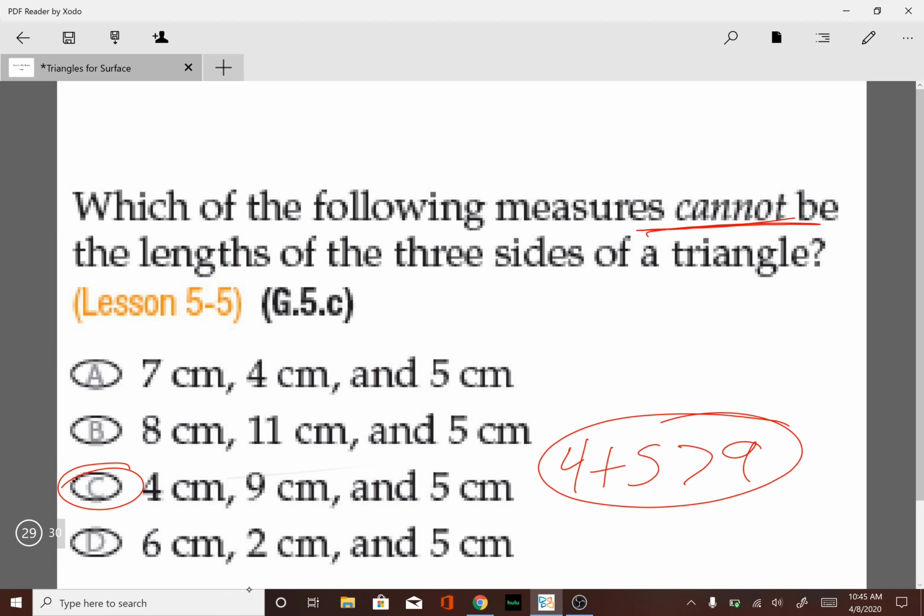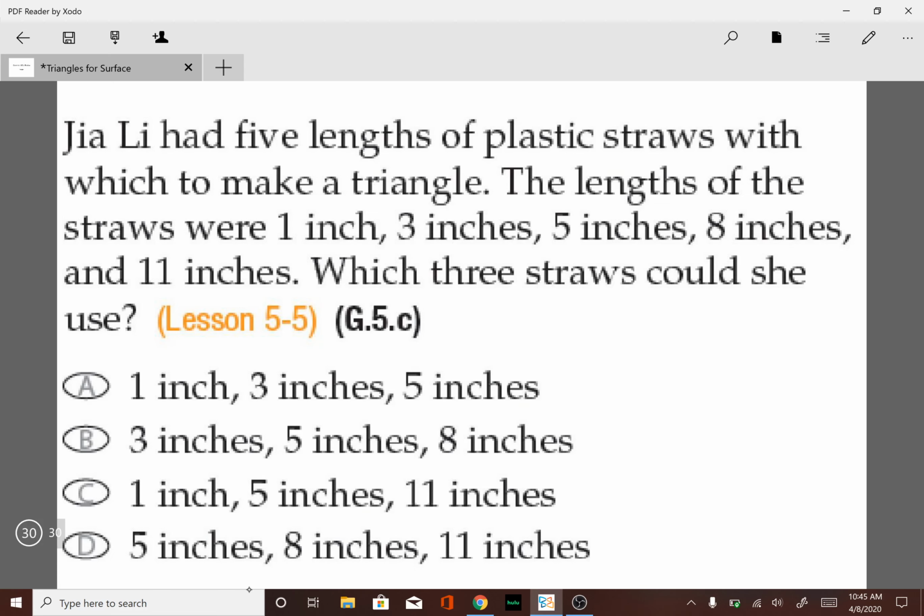And last problem. Jolie had 5 lengths of plastic straws with which to make a triangle. The lengths of the straws were 1, 3, 5, 8, and 11. Which 3 straws could she use? Now I ask once again, is 1 plus 3 greater than 5? The answer there is no. So A does not work out. Is 3 plus 5 greater than 8? That's also going to be a no. Is 1 plus 5 greater than 11? That's going to be a no. And is 5 plus 8 greater than 11? That is true, so D is going to work out.